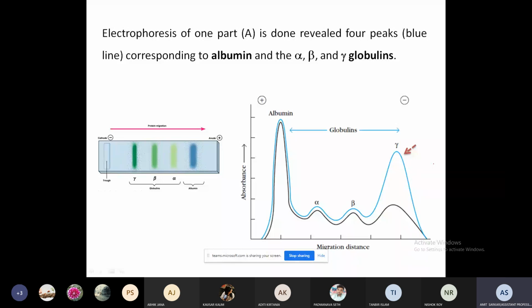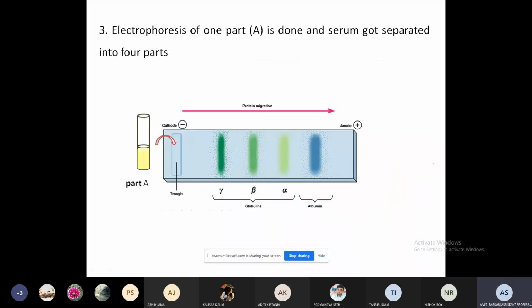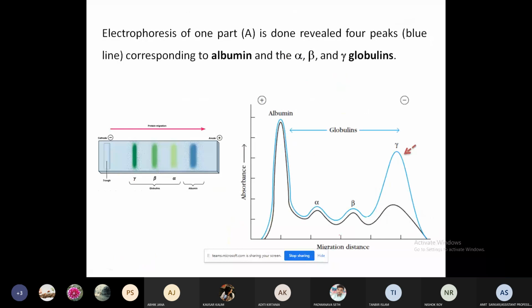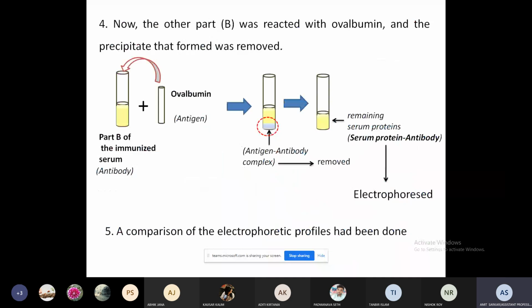That is what they found by doing the electrophoresis of one part of the serum that they collected after immunizing the rabbit with ovalbumin. Fantastic. Now they concentrate on part B. Part B is also the same, just like part A. But here they did a trick. What trick?